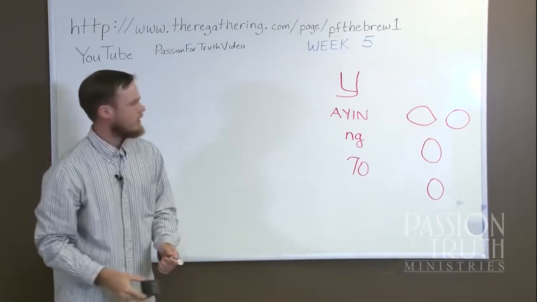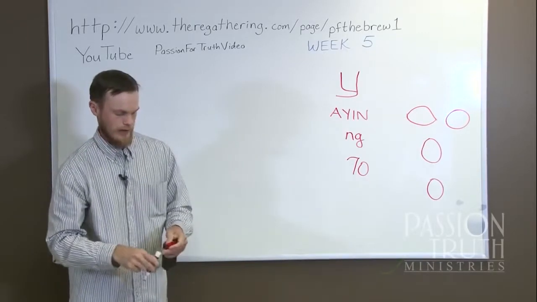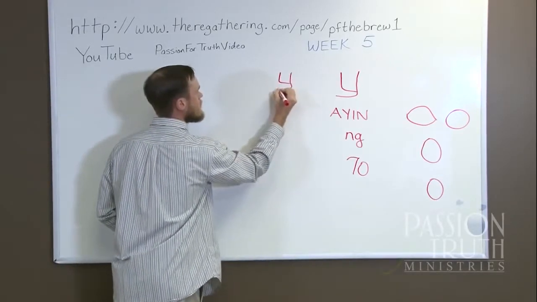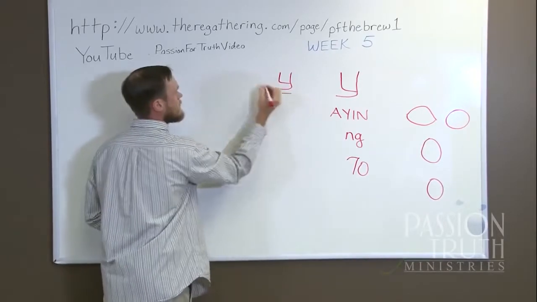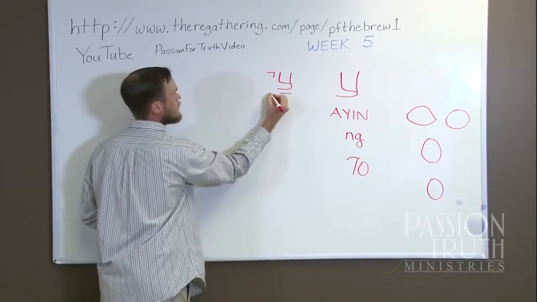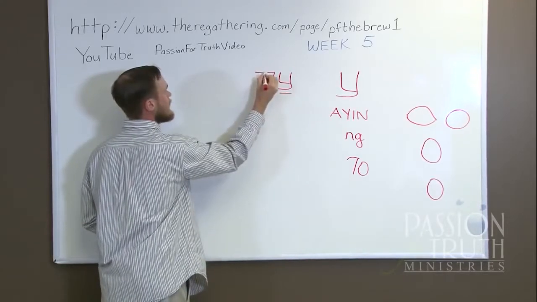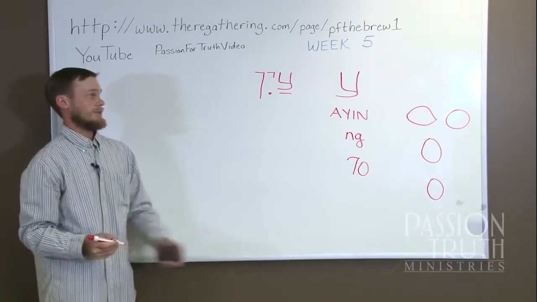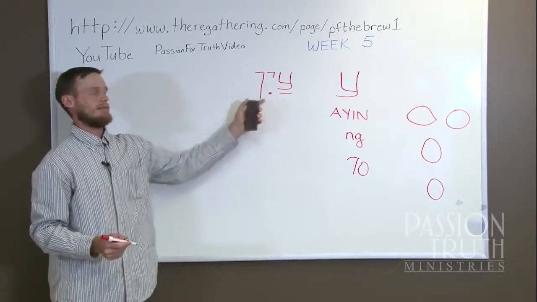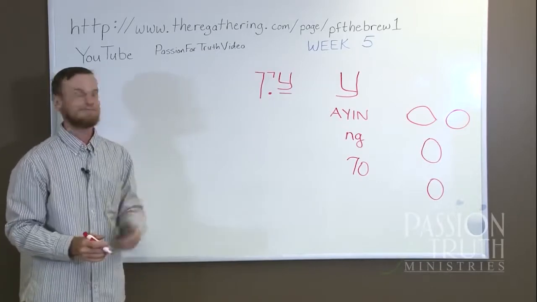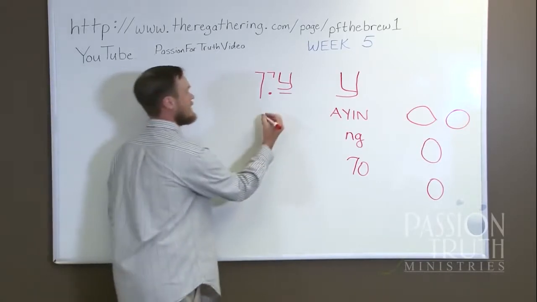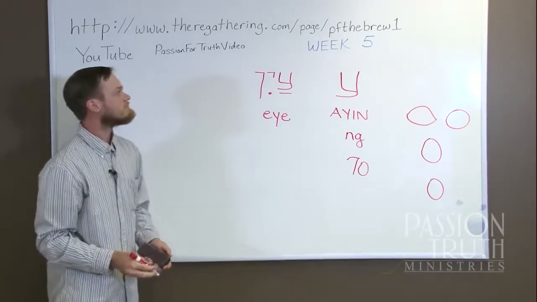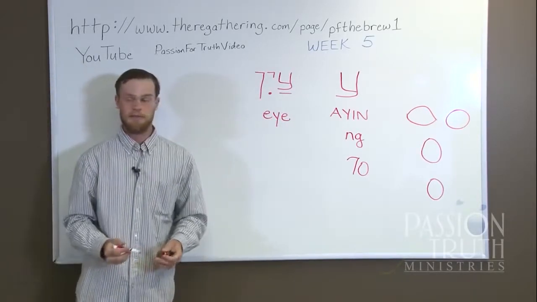And actually, I'll go ahead and give you a word using the ayin. If you have an ayin with a patach, followed by a yod with a chirik, followed by a final nun, this is pronounced ayin, and it means an eye. It's the name of the letter, and it means an eye. Pronounced exactly the same as the name of the letter.